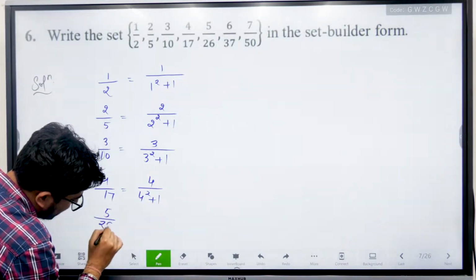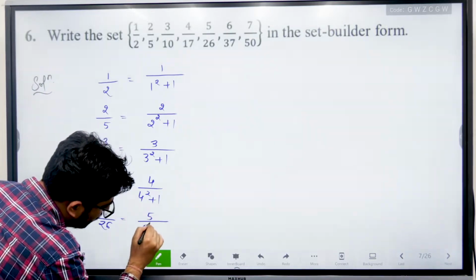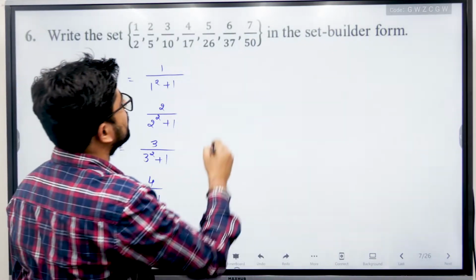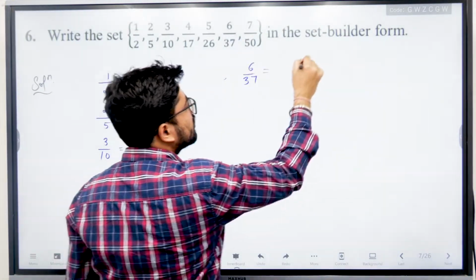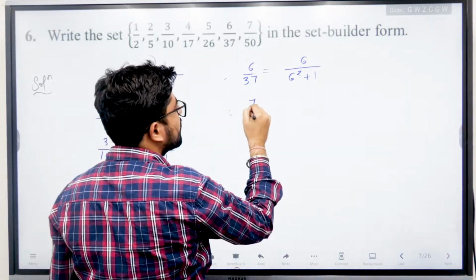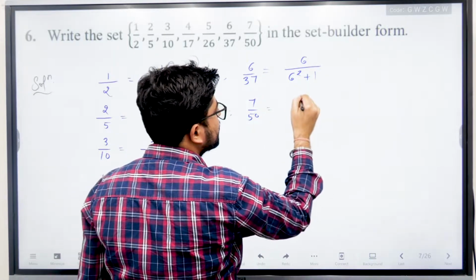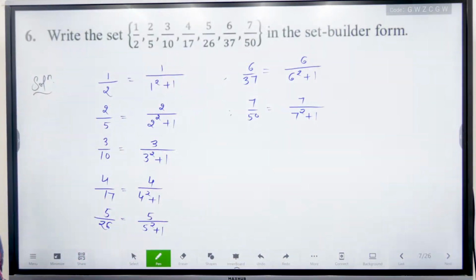5 by 26, which can be written as 5 by 5 square plus 1. Similarly for 6 by 37, that is 6 by 6 square plus 1. And the next one is what? 7 by 50. So this is 7 by 7 square plus 1. So now you can find the behavior of your elements.